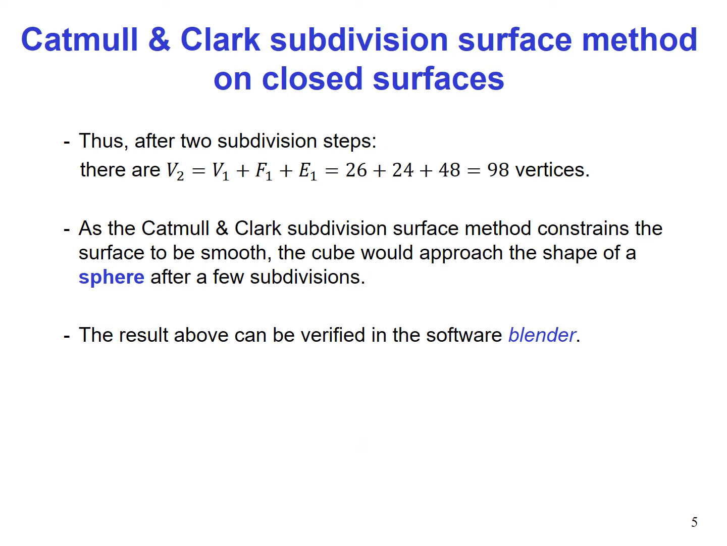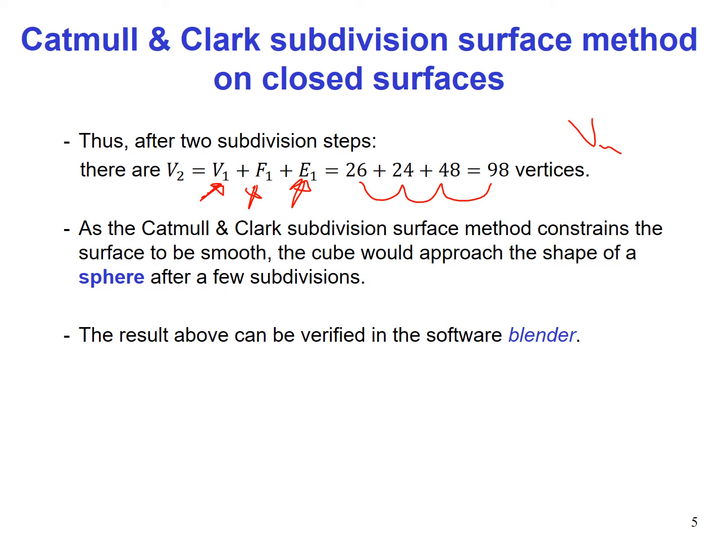Thus, after 2 subdivisions, if we plug in the formula, the number of vertices equals the number of vertices in the previous step plus the number of faces in the previous step plus the number of edges in the previous step, which is V1 plus F1 plus E1: 26 plus 24 plus 48 is equal to 98. Now we can calculate the number of vertices for any iteration n, and the same goes for the number of faces and edges.